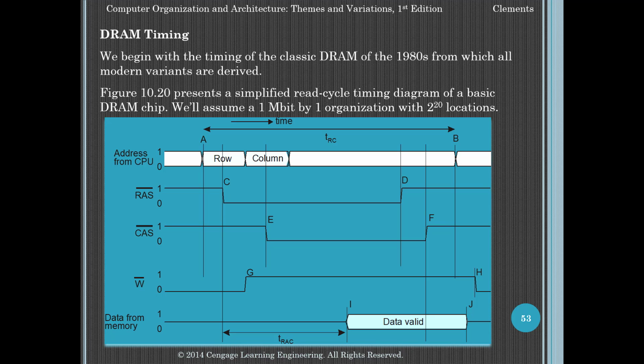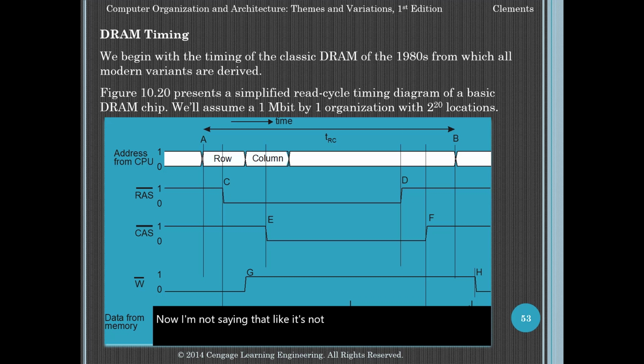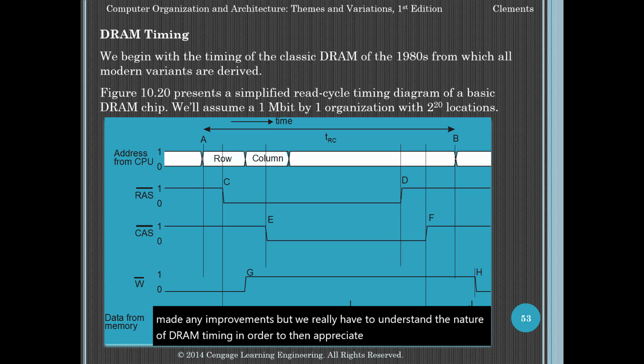Now, I'm not saying that it's not faster, or that we haven't made any improvements, but we really have to understand the nature of DRAM timing in order to appreciate how successive generations have made everything faster. Although the nature of this one-transistor DRAM memory cell has not changed, if we take a look at our figure here, this represents a simplified read cycle timing diagram of a basic DRAM chip. So we can assume a 1 megabit by one organization, and then we have 2 to the 20 locations.